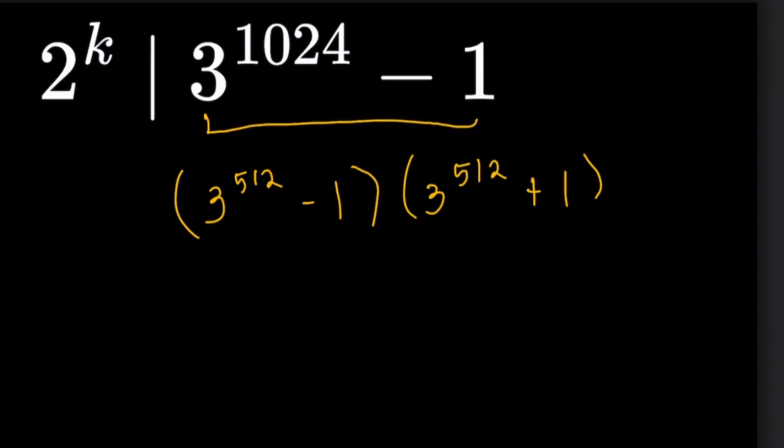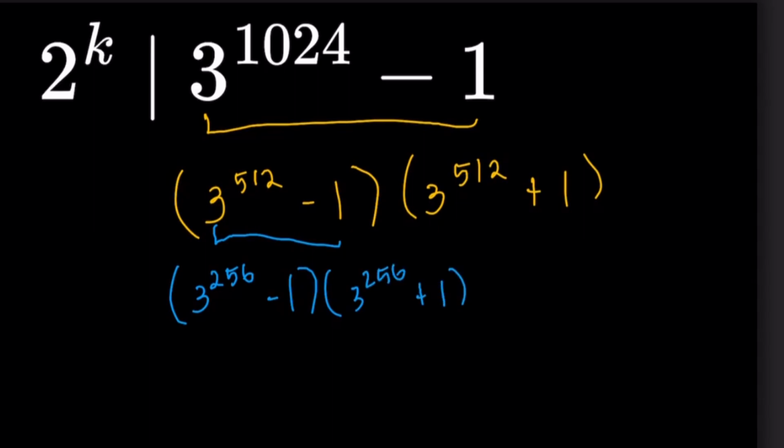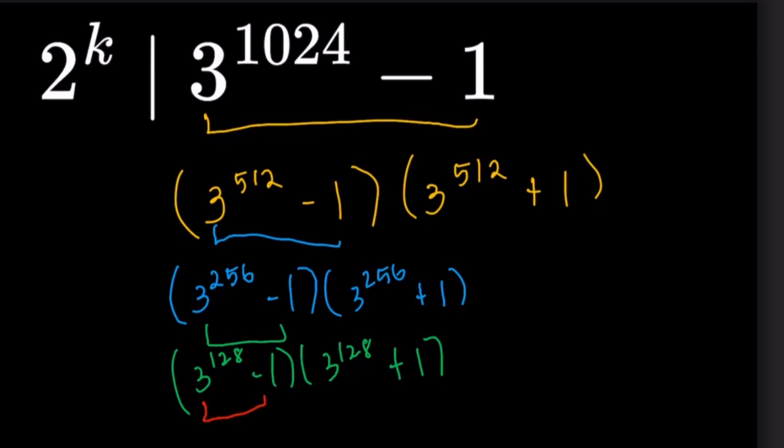Now we can move on further, because this 3 raised to 512 minus 1 we can factor again into 3 raised to 256 minus 1 times 3 raised to 256 plus 1. We can continue further. This 3 raised to 256 minus 1 is going to be 3 raised to 128 minus 1 times 3 raised to 128 plus 1. And we can continue because it's a power of 2. Eventually this 3 raised to 128 minus 1 becomes 3 raised to 64 minus 1 times 3 raised to 64 plus 1. We can continue until the last power of 2, which is just 2 raised to 0. So that's just going to become 1.